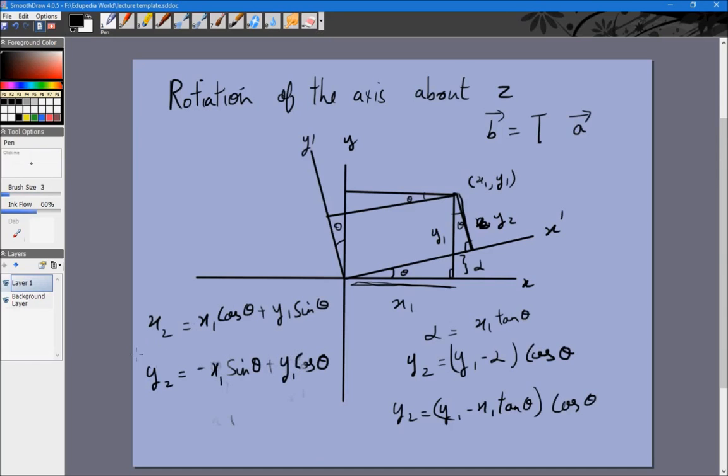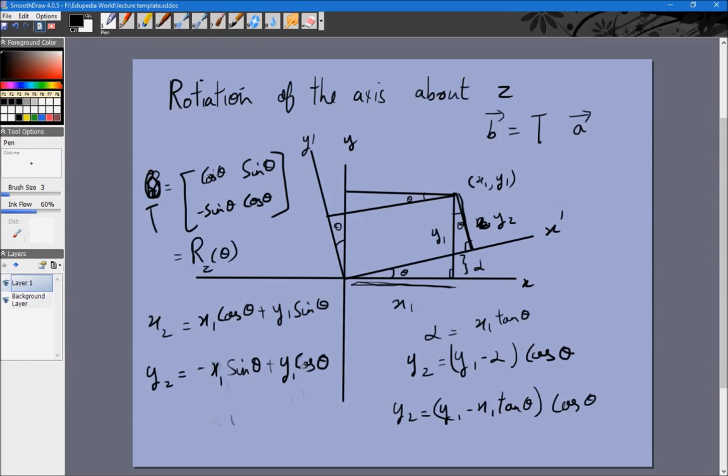So we've got x2 and y2 in terms of x1 and y1, and we see now that the rotation is also indeed a linear transformation because we can represent it for every theta in this form. Now notice what this is. This is actually x2, y2, which is B, is equal to T times A, where T is the matrix cos theta, sin theta, minus sin theta, cos theta. This is generally referred to as Rz(theta), or the matrix for the rotation about the z axis by an angle theta.